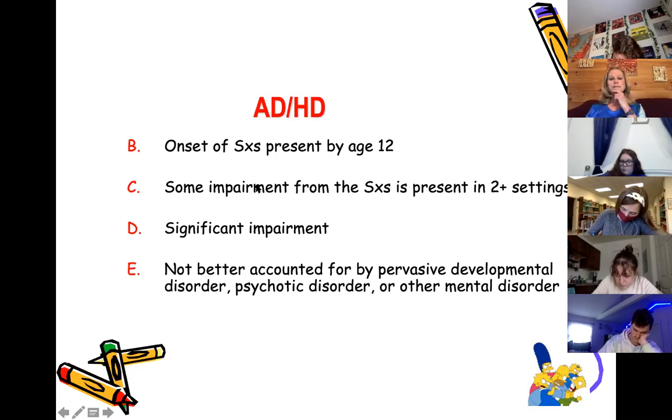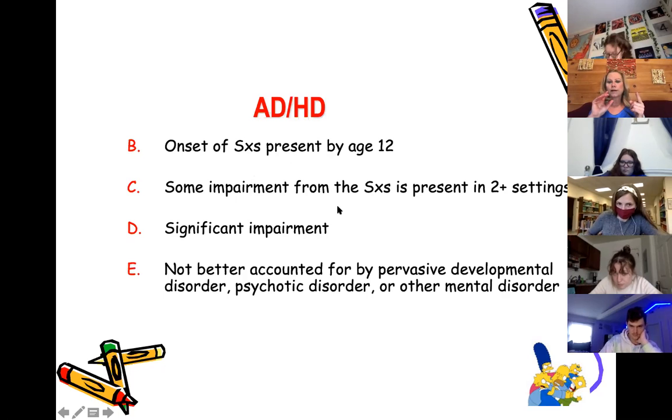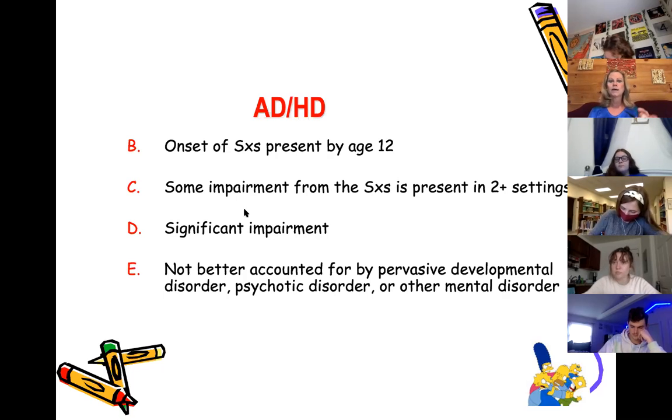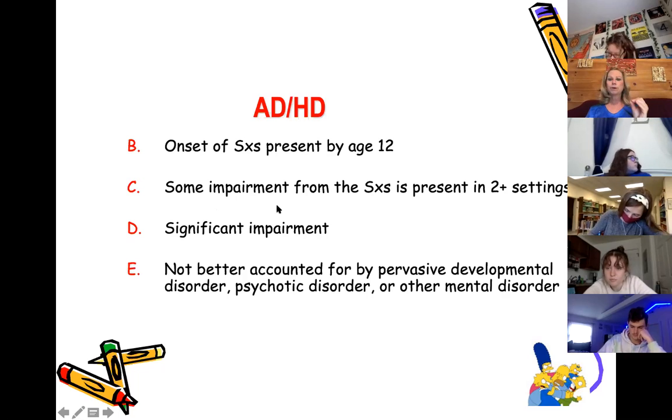And then point C, I think, is very important. And again, this is why those psychologists are likely to observe the child in school, maybe observe the child at home, have the parent or guardian fill out a Connors survey, have the teacher fill out a Connors survey. But there has to be, and I want us to think critically about this, impairment in these symptoms in 2 or more settings.